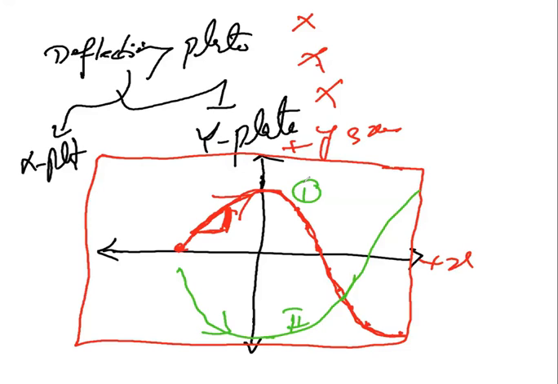Now I need something which also applies force in this direction, because I also need something which flows like this, which moves like this. So I will provide these plates. These plates are the X plates, X deflecting plates. So this plate will have which charge? Either it will be positive or negative. This plate will be the opposite of the Y.